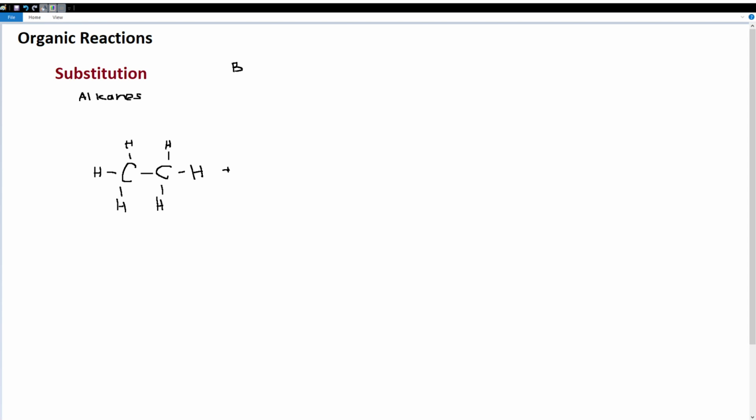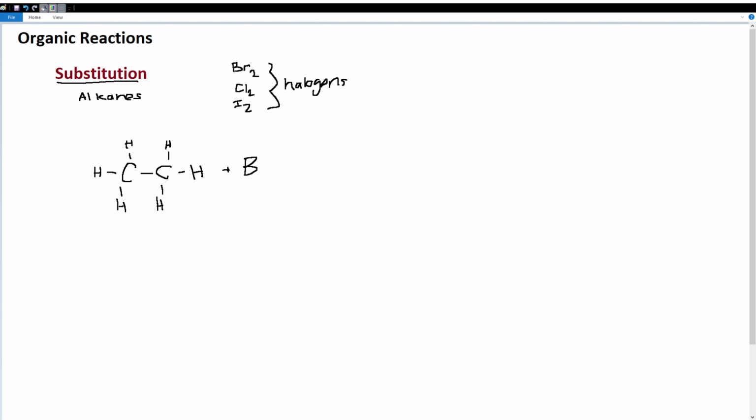What you most commonly will see would be Br2, Cl2, I2. These are all halogens, and they're all diatomic. So another name for substitution, if you have one of these three, would be halogenation, because you're adding a halogen, or you're substituting a halogen.